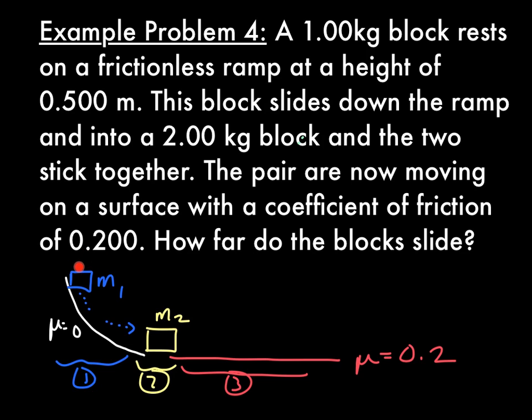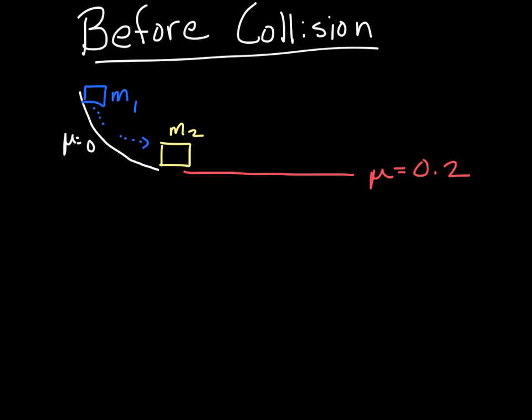This has all potential energy, which gets converted to kinetic. Okay, we figure out how fast this block is going. They collide. We figure out how fast this total mass goes using momentum conservation, and we figure out how far it goes to stop. So to figure out part 1, before this collision, you know that energy is conserved.